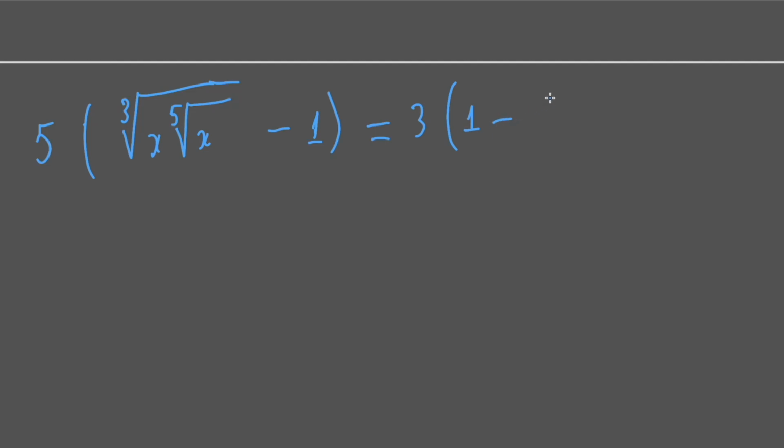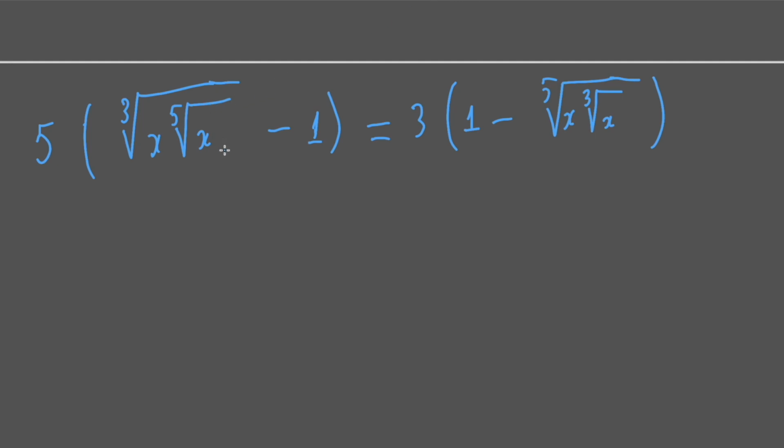We have 5 multiplied by the third root of x multiplied by the fifth root of x, then minus 1, and it will equal 3 multiplied by 1 minus the fifth root of x multiplied by the third root of x.